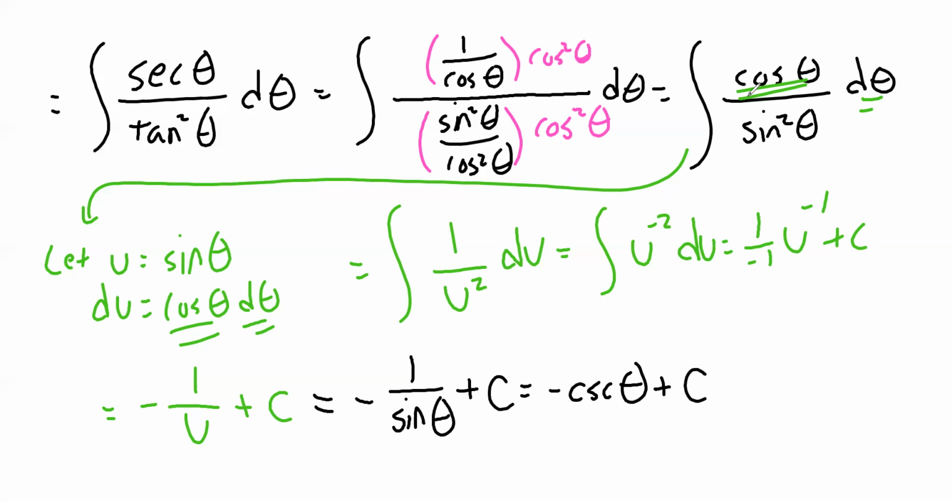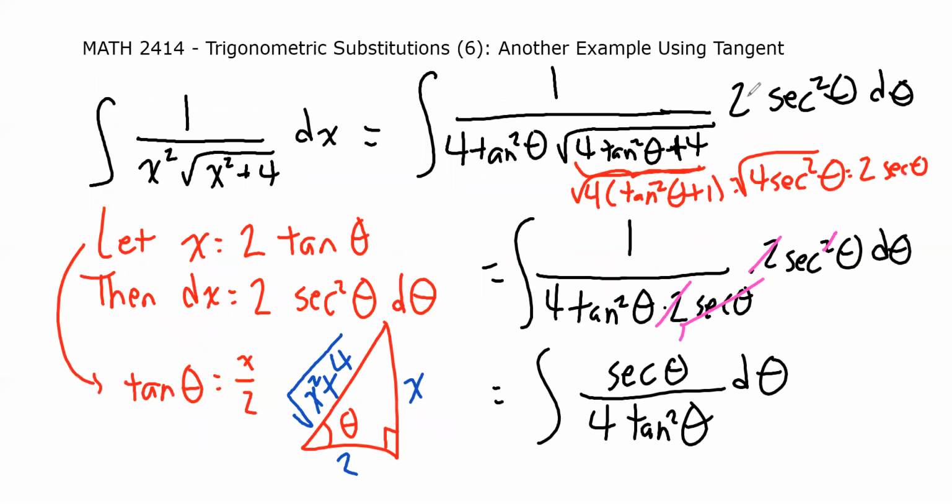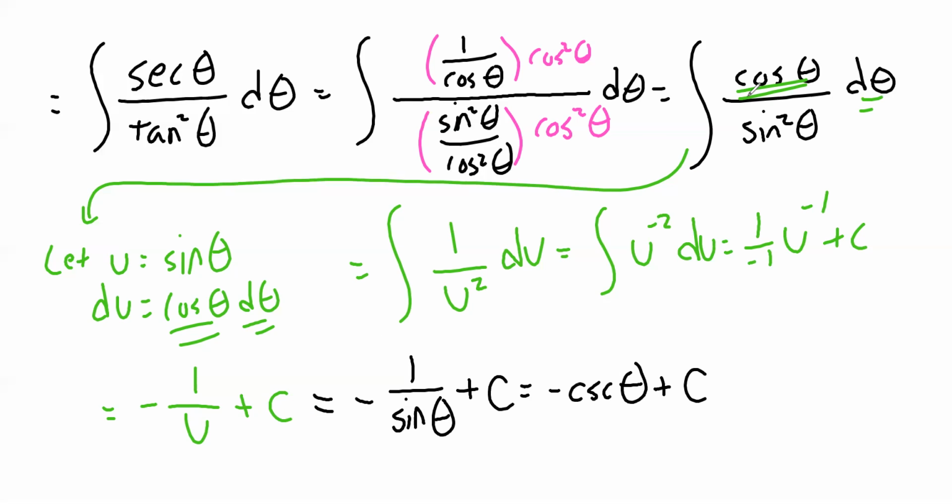But we're still not out of the woods because our original integral was an integral of x. So we have to go back to our trig substitution and undo it. And this is where the triangle comes into play. I'm going to go back and forth between the 2 pages. We're trying to figure out cosecant. Cosecant is a reciprocal of sine. Sine is opposite over hypotenuse. So cosecant is hypotenuse over opposite. Let's go back to the triangle and figure out hypotenuse over opposite.